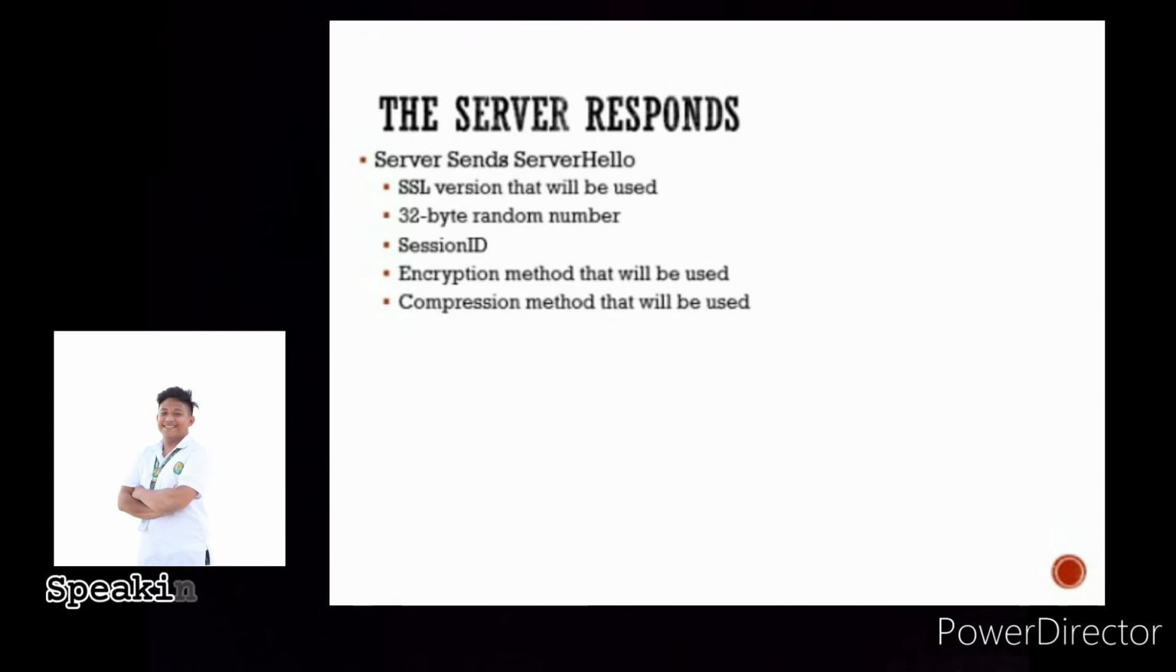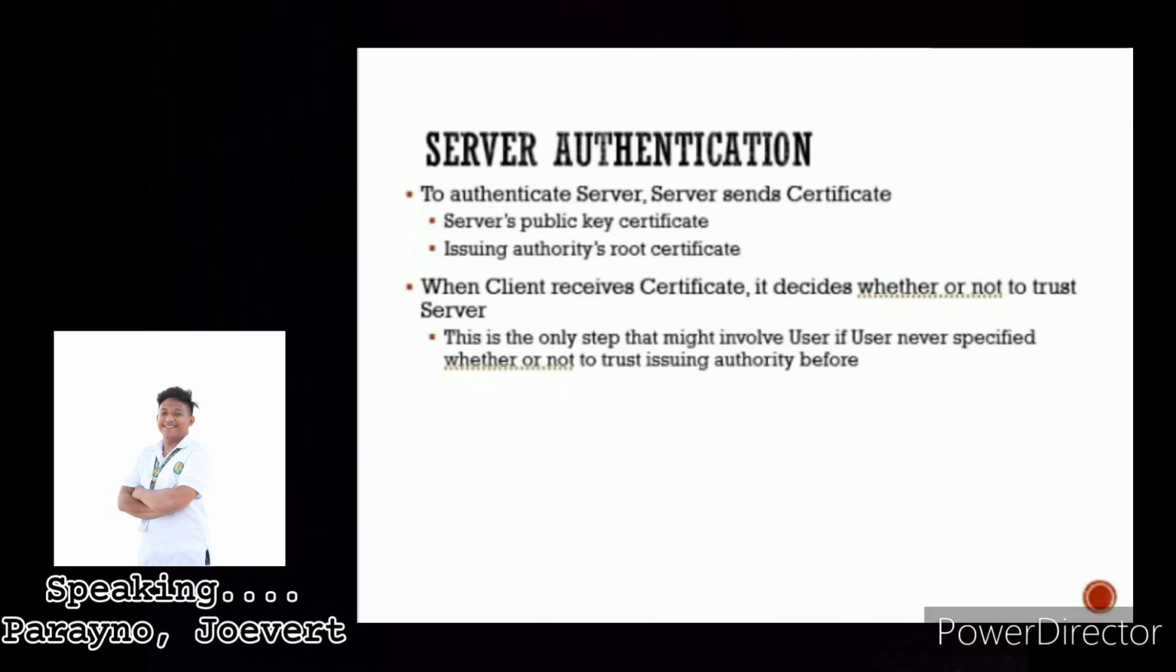The server response. The server sends server hello: SSL version that will be used, 32-byte random number, session ID, encryption method that will be used, compression method that will be used. Server authentication. To authenticate itself, the server sends a certificate: the server's public key certificate and the issuing authority root certificate. When the client receives the certificate, it decides whether or not to trust the server. This is the only step that might involve the user, if the user never specified whether or not to trust the issuing authority before.